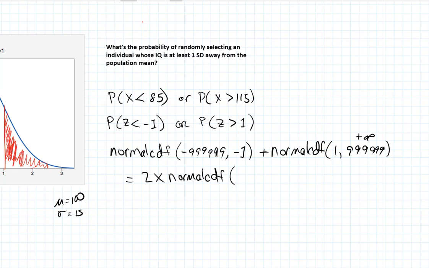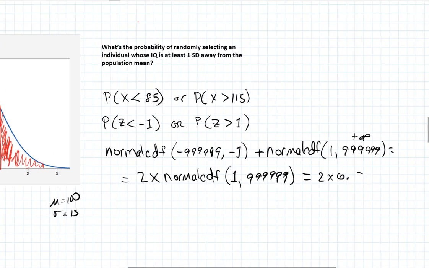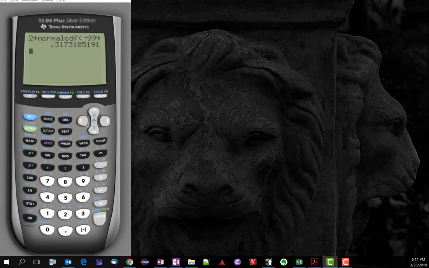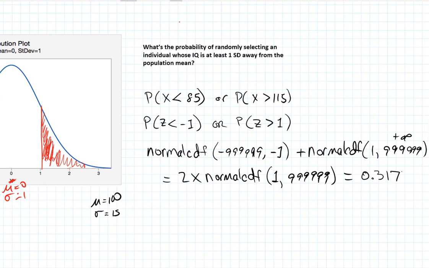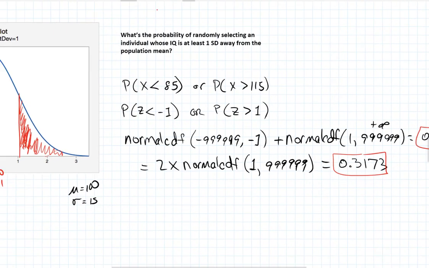You can choose either one of those. You can double check this and make sure that you get the same number. Let's go from 1 to positive infinity, and 2 times that, since we saw 0.159 from the earlier example. So you'll get 0.3173. So 0.3173 is the value that we would get if you were to plug this in. No matter which way you do it, the value should be the same. Roughly 32%.